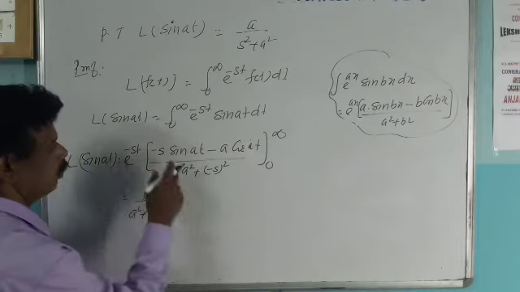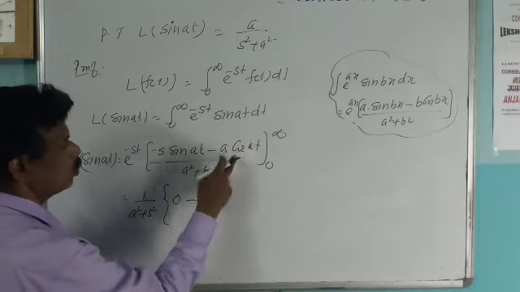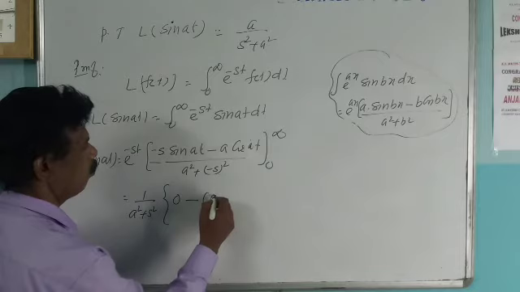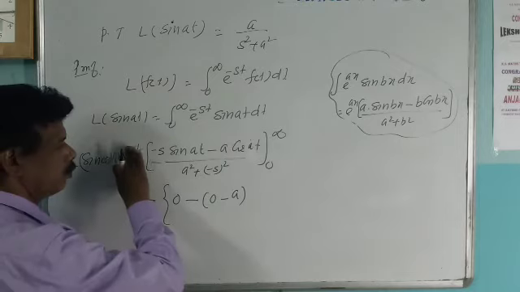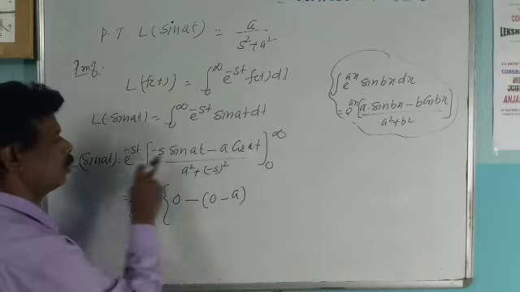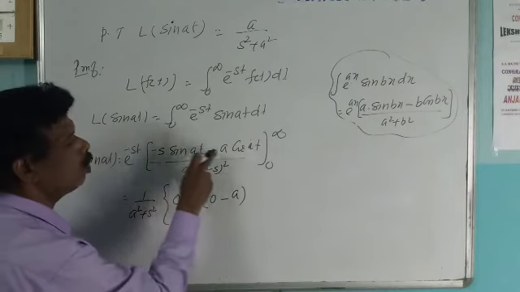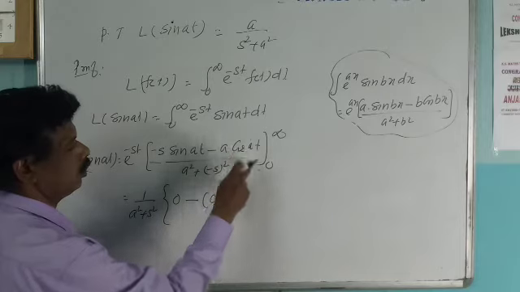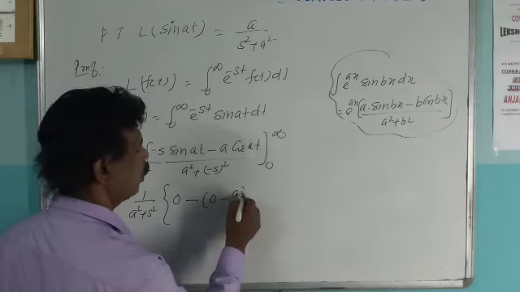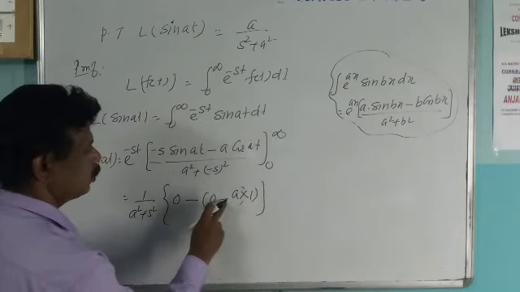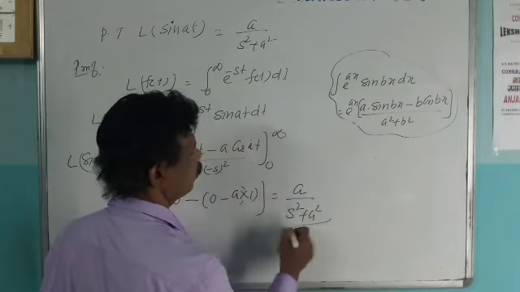At infinity, e raised to minus infinity is 0, so this whole term becomes 0. Now apply 0: e raised to 0 is 1, into sin 0 which is 0, minus cos 0 which is 1, so minus a into 1. Minus into minus gives plus. So we can write this result equal to a by s square plus a square.